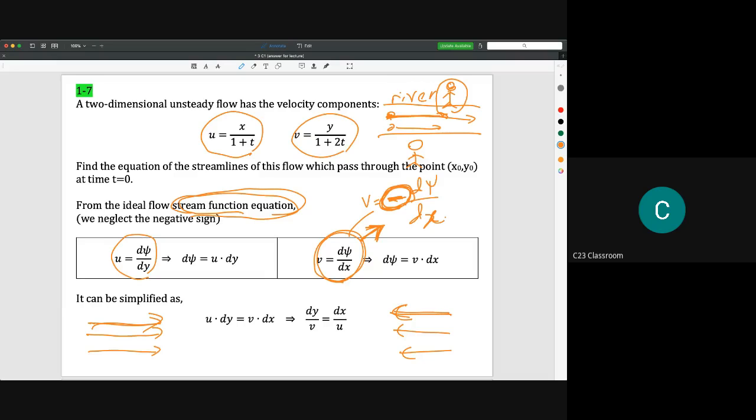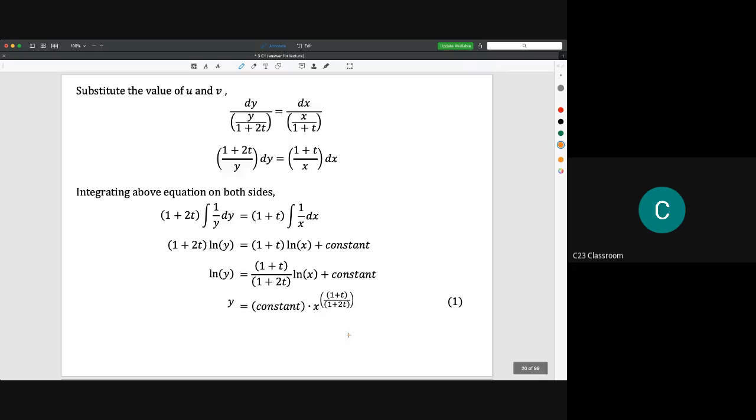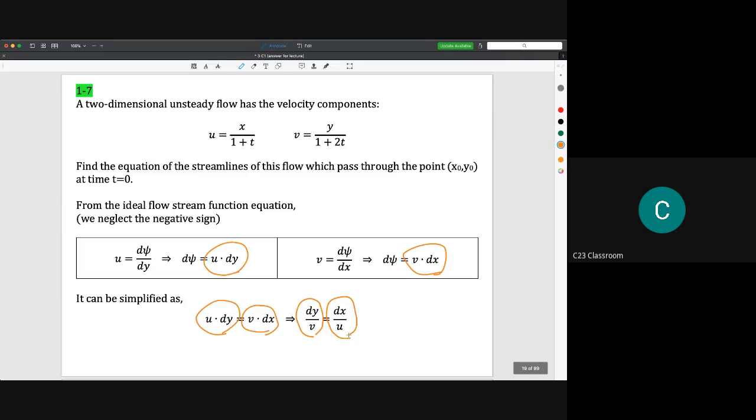Okay, it is okay. So then we rearrange this equation. We have u dy, and because we have this one and this one, we equalize these two equations. So we have u dy equal v dx, and then we rearrange again. So we have dy over v is equal to dx over u. And here we have the value of u and the value of x, so we could write it as this one.